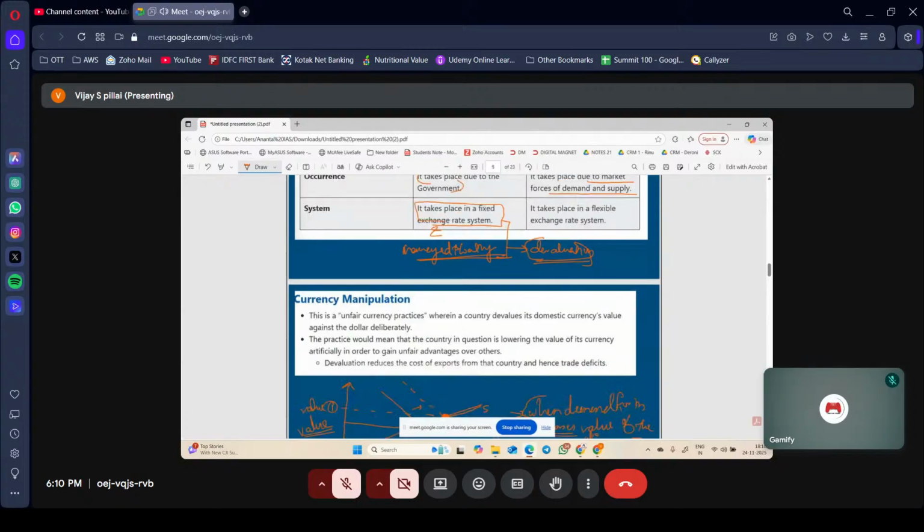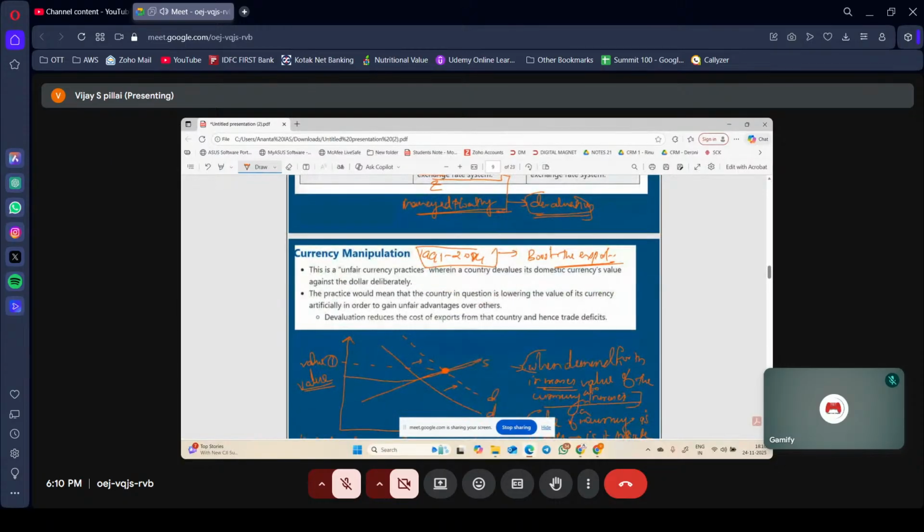Okay, you know what? In the time period of 1991 to 2011, or maybe we can say 2014, we have devalued our currency several times in order to boost exports. Okay, right?